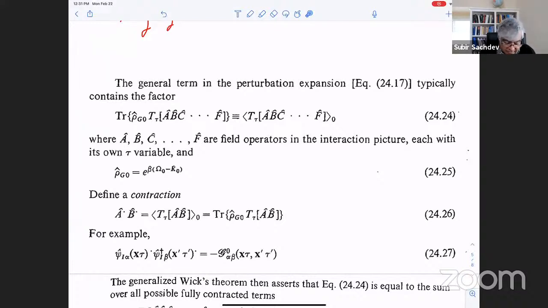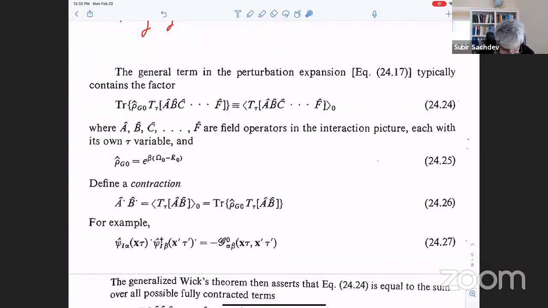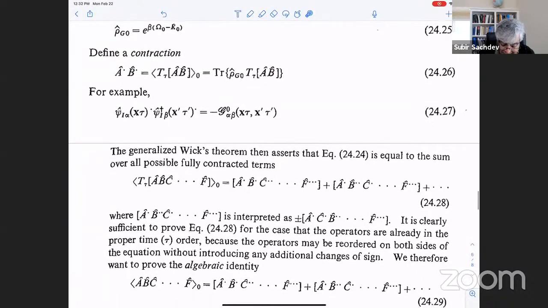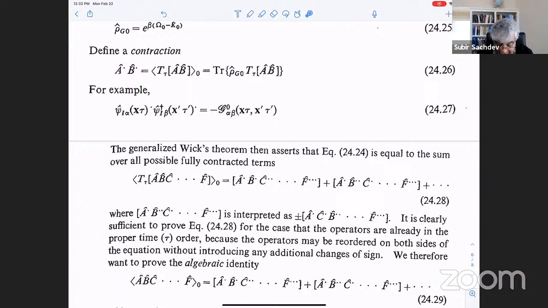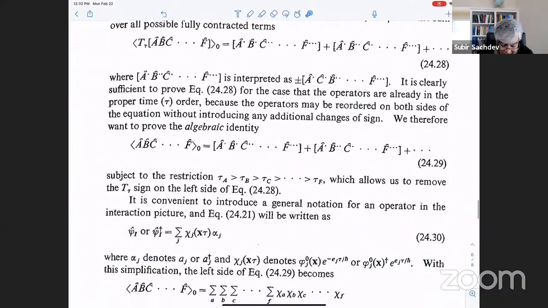Okay, so they define a contraction by putting dots. I guess it's simpler with respect to two operators. There's one dot, which means those two have been contracted, exactly what I said, the time-ordered product of A hat and B hat. So this is the theorem: the sum over all possible contractions. Here A is contracted with B because there's one dot, C is contracted with something else, so two dots, and so on. The notation is highly unclear. The lines, the hooks, are much clearer. Anyway, this is what they want to prove.